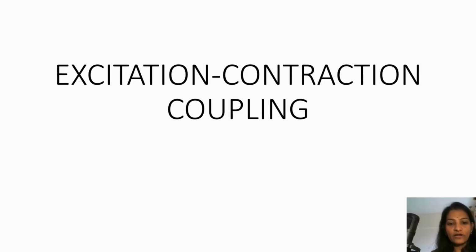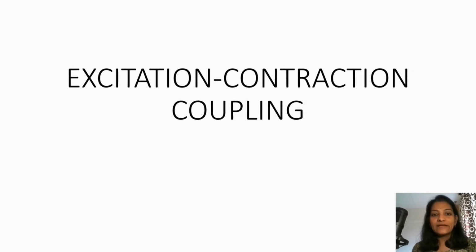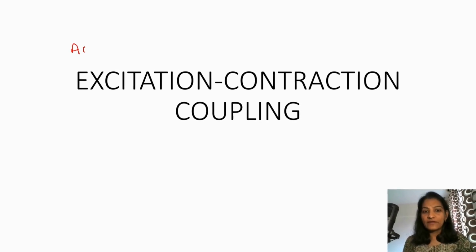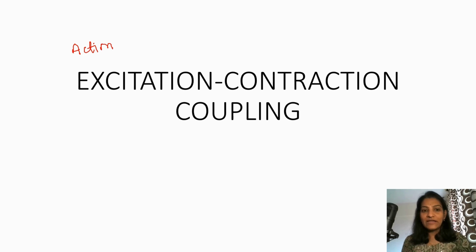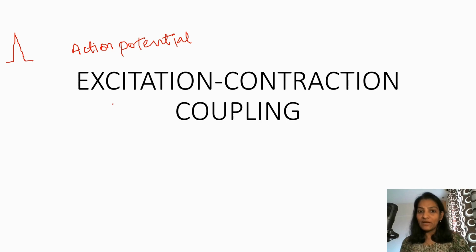Excitation and contraction coupling means what? Excitation is the generation of action potential. When we say any membrane becomes excited, that means the action potential is generated on that cell membrane. So in the skeletal muscle, a spike potential is generated. This spike potential generation is the excitation of the membrane, and when the membrane becomes excited, it will lead to the next response, that is called the mechanical response, that is your contraction.